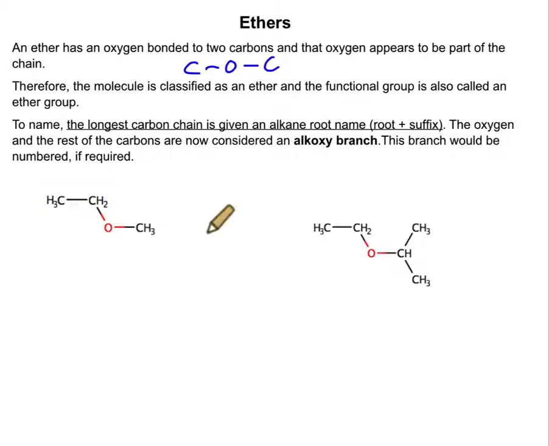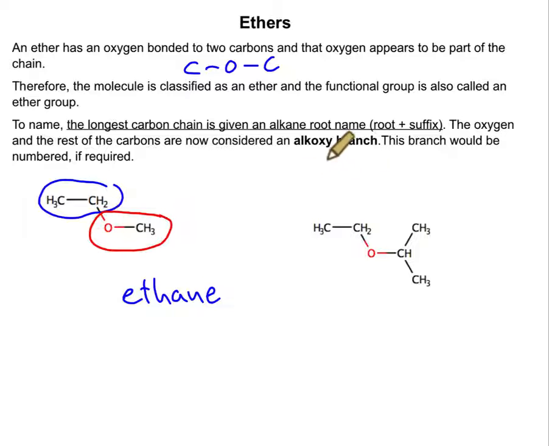Naming is a little different. We look to the longest continuous carbon chain on one or the other side of an oxygen. In this case, there it is, and we give that an alkane name, so that's simply ethane. We treat the rest of the molecule, including the oxygen, as an alkoxy branch. An alkoxy branch is an alkyl branch with an oxygen. How long is that branch? It's a methane or a methyl branch, so that is methoxy. So methoxyethane contains a methoxy branch attached to an ethane molecule.